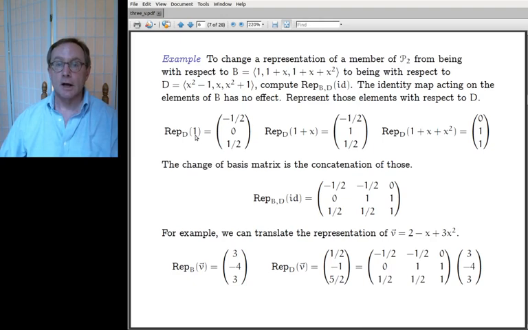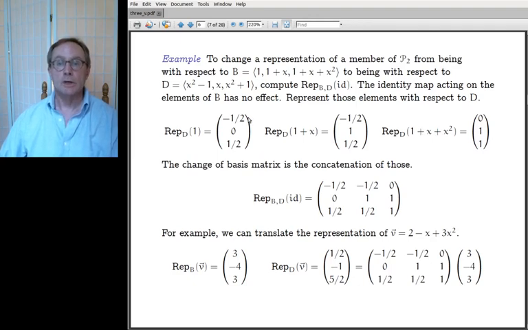So that's the outcome of applying the identity map to the basis vector 1. That's the outcome of applying the identity map to the basis vector 1 plus x. That's the outcome of applying the identity map to the basis vector 1 plus x squared. Represent those with respect to D. And D is simple enough that a person can eyeball the answer. In any event, I'll spare you the agony if eyeballing fails you for one of the three.